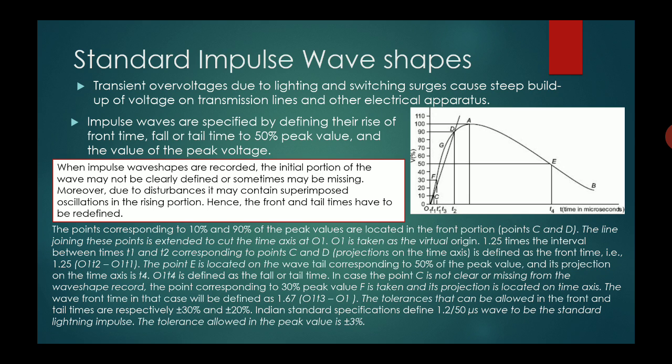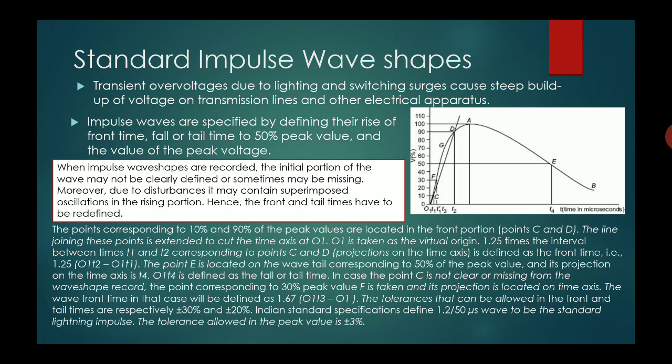So three components are required, but sometimes the rise of the impulse is not found. Okay, it is so fast. So again, this rise and fall have to be redefined to understand the quality of the impulse.